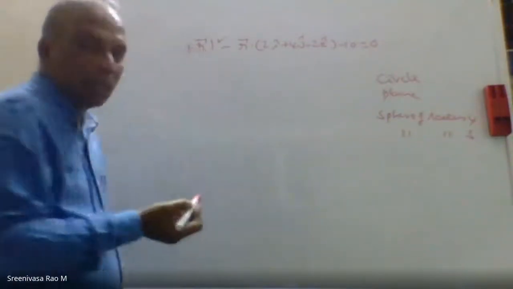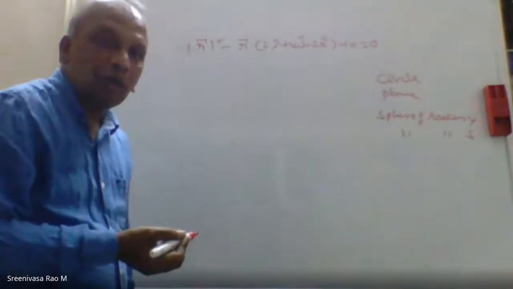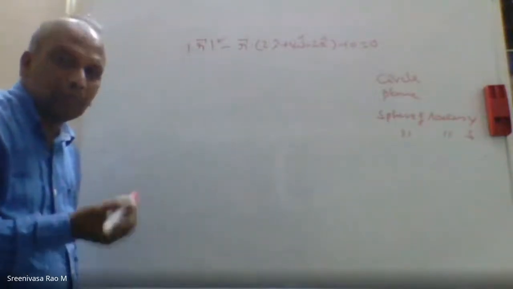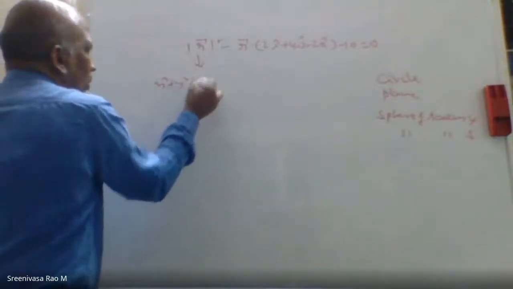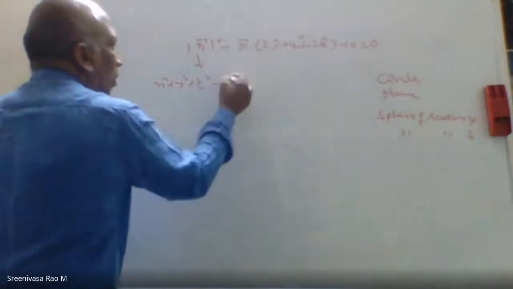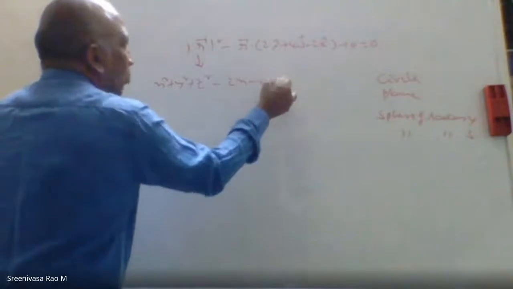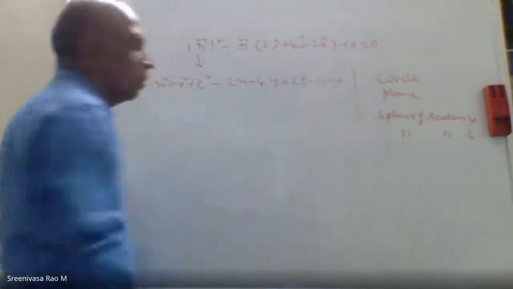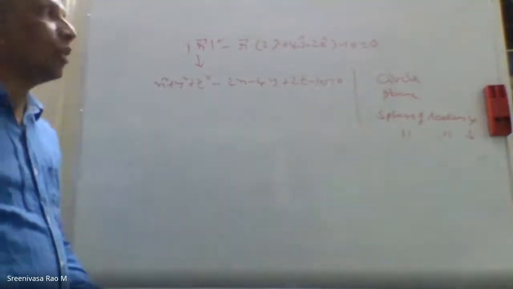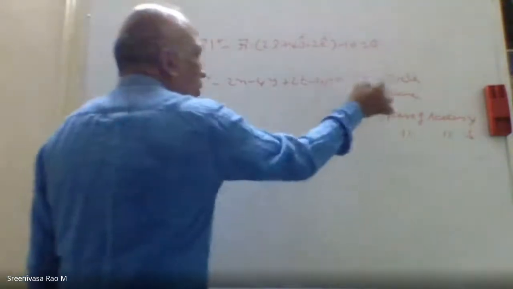Mod r bar, you know that. What is mod r bar? Root of x square plus y square plus z square, square root. So this will become x square plus y square plus z square, and this will become minus 2x minus 4y plus 2z minus 10 equal to 0. It is the form of a sphere; definitely these two are not even answers.